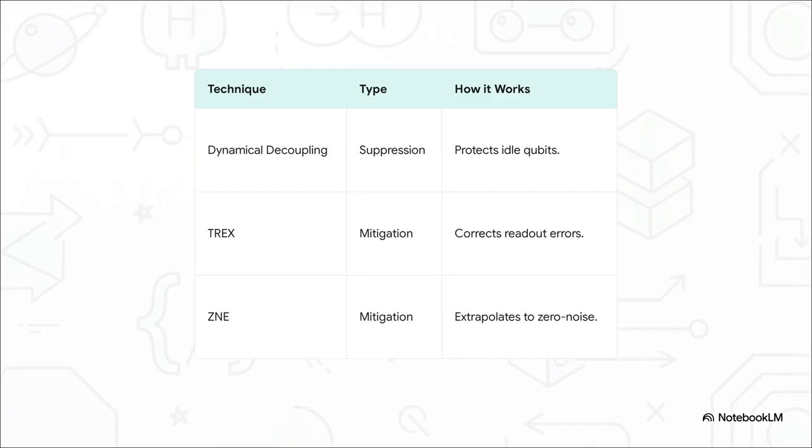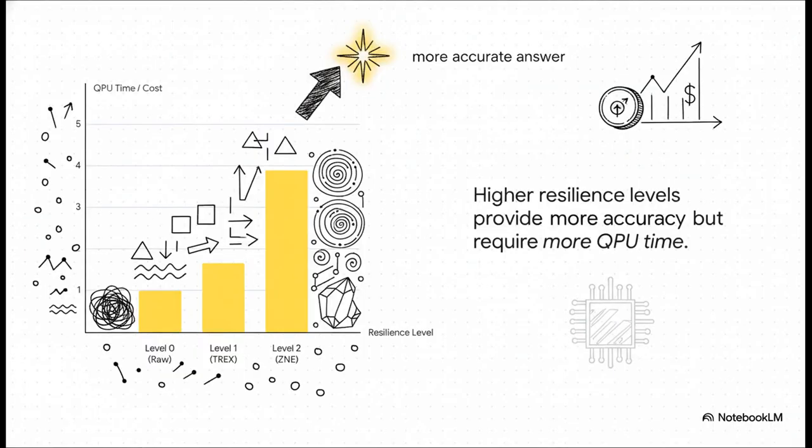But my favorite is on the mitigation side, a technique called zero-noise extrapolation. This one is so clever. It intentionally runs the circuit with more noise just to see how bad the error gets. Then it works backward to calculate what the result would have been with zero noise. It's brilliant. Now, to make all this super easy for users, these techniques are all bundled into simple resilience levels.